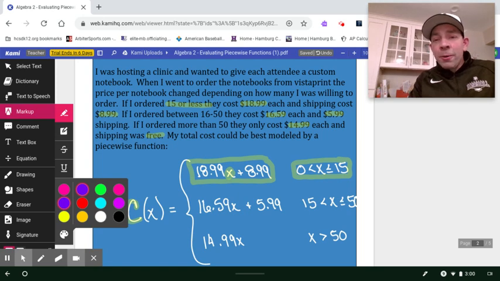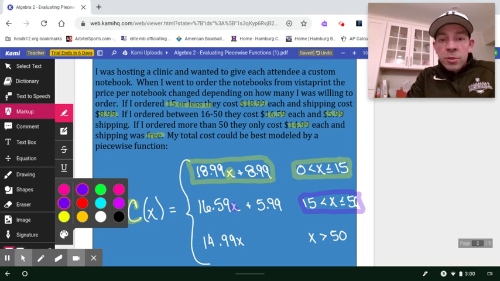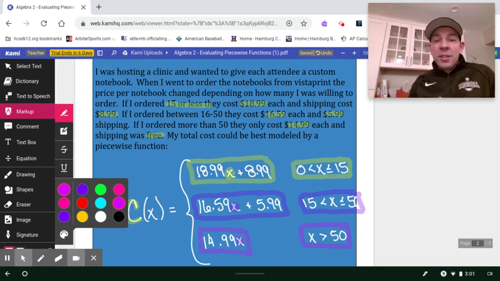Or maybe I needed 30 notebooks. Maybe I had 30 people pre-register. 30 falls in this domain. So all I would do is substitute the 30 for this x, and this is the only function that I would pay attention to. Or if we had a really good pre-registration, then maybe we need to order more than 50. Maybe we had 60 people pre-register. 60 is greater than 50, so I'd substitute the 60 in for this x. So the nutshell is you're only going to use one of those functions. It looks big and scary. You see three, but based on the domain, you're going to pick one of them.